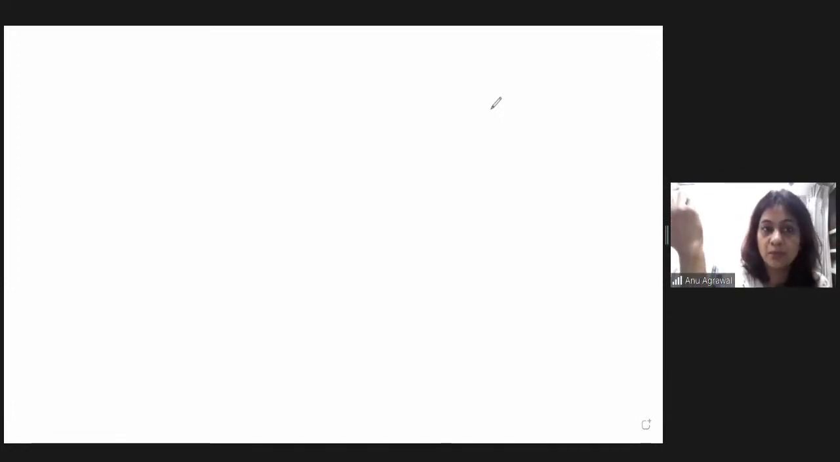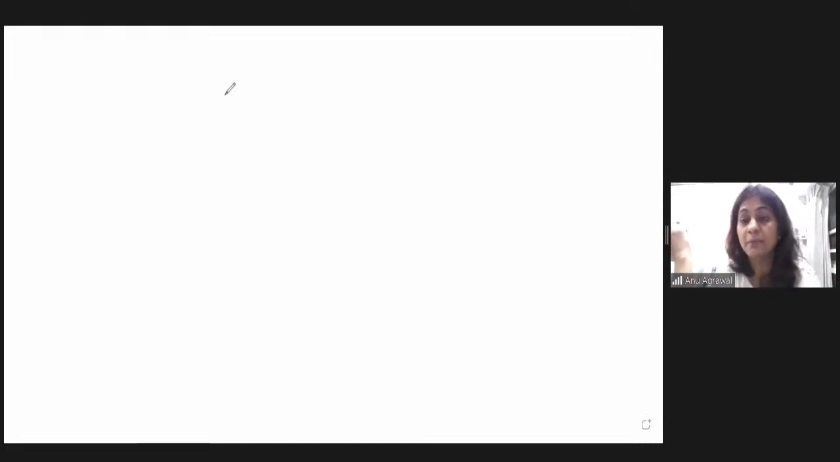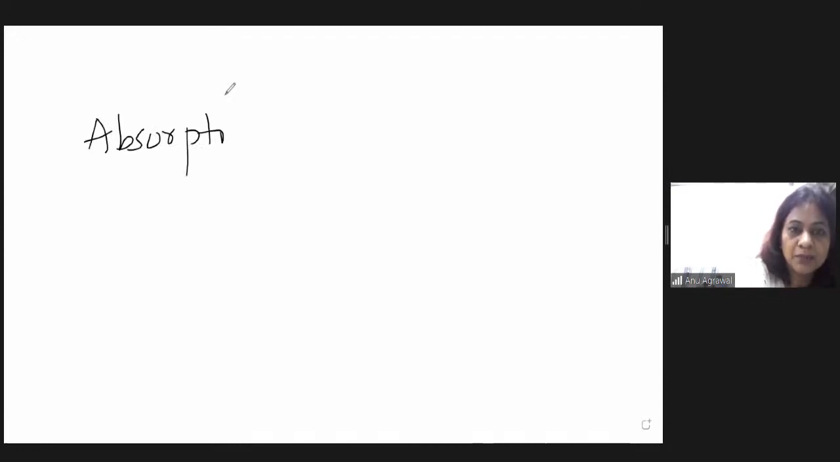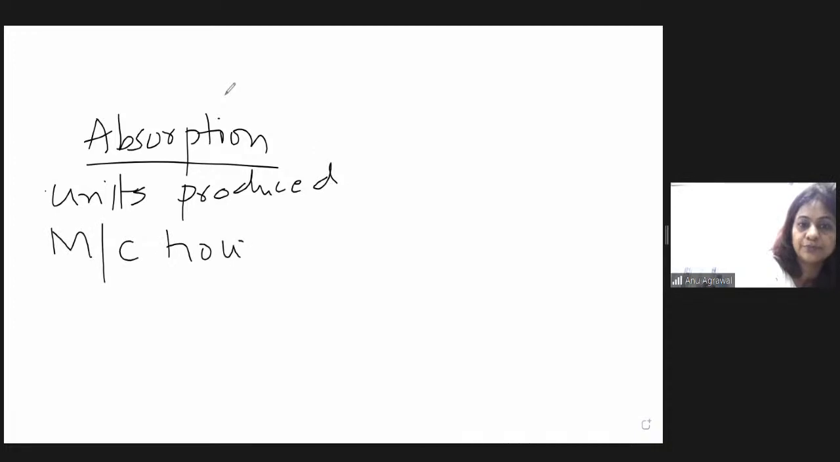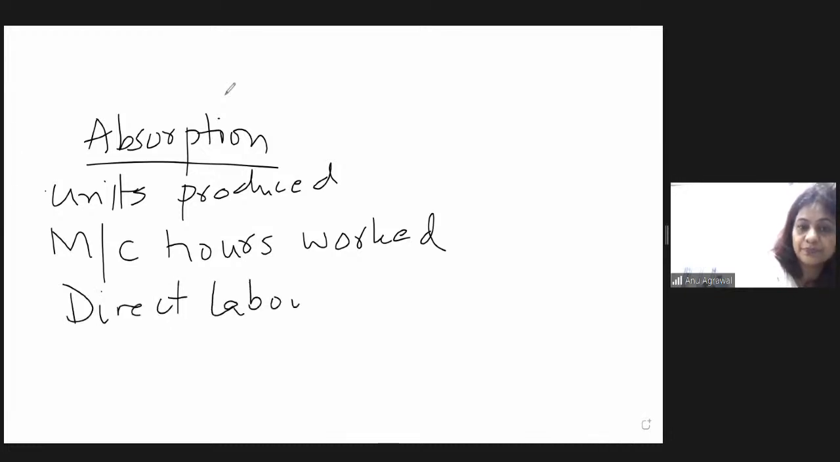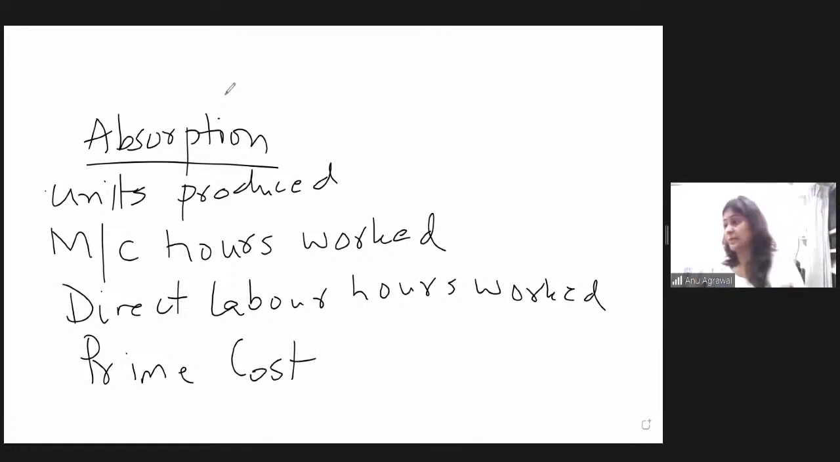Now, let me give you a question. First of all, let us discuss what the possible methods of absorbing overheads could be. When I say absorption, there is nothing specific that you need to do it only by one method. You can absorb overheads on the basis of units produced. You can absorb overheads on the basis of machine hours worked. You can do it as per direct labor hours worked, or as per prime cost. You can also use any other method you think is more appropriate.